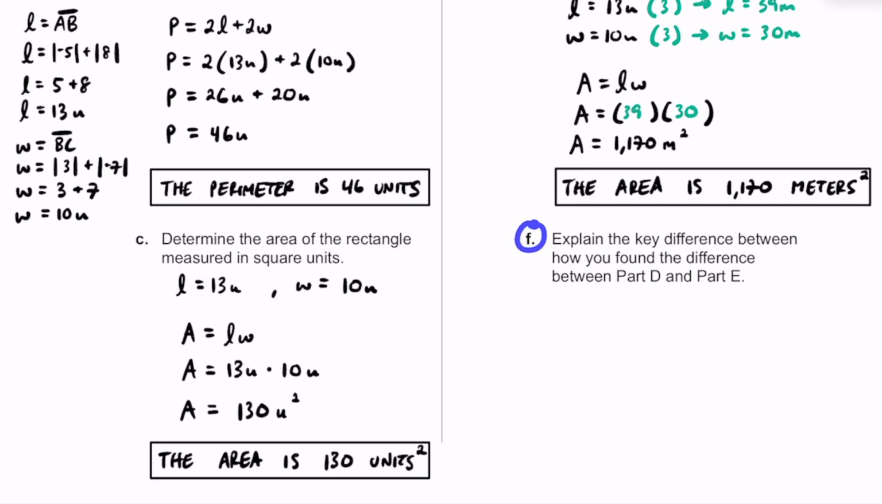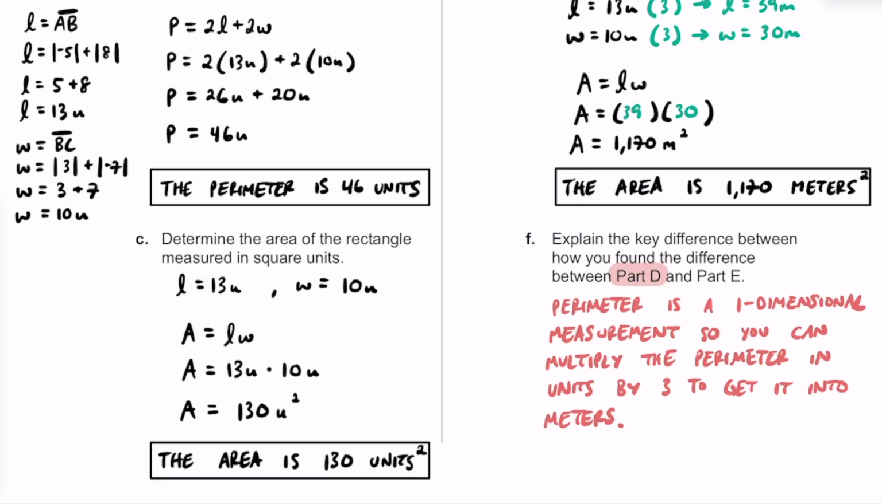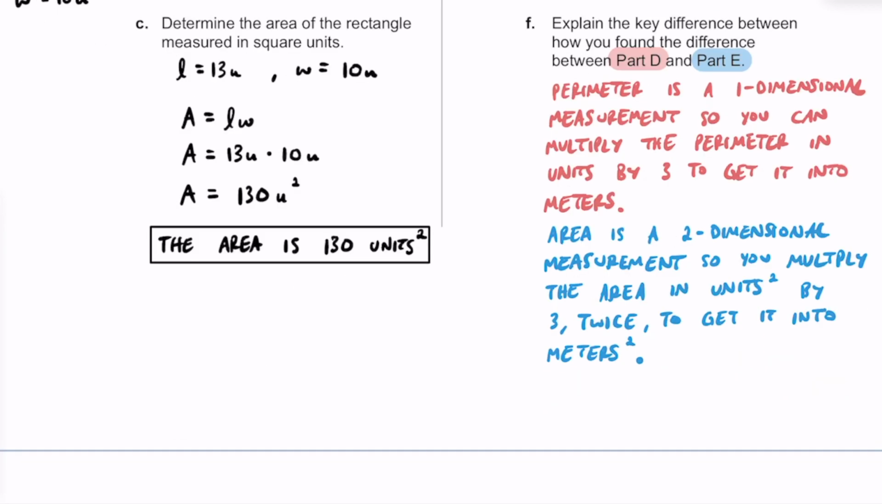And so I basically just said a little bit about this, but in part F, that's basically what they're asking us to explain here. So the key difference here is that from part B to part D, if you're going to go ahead and find the new perimeter, since perimeter is a one-dimensional measurement, you can just multiply the perimeter in units by 3 to get it into meters. However, when you're looking at part E, area, on the other hand, is a two-dimensional measurement, so if you're going to turn the area in square units into square meters, you're going to have to multiply the area in square units by 9 or by 3 twice to do so.